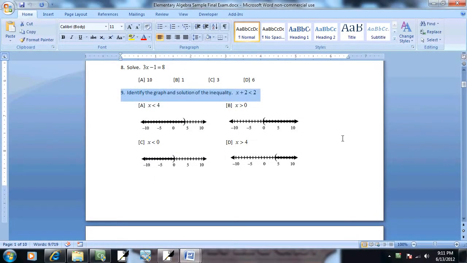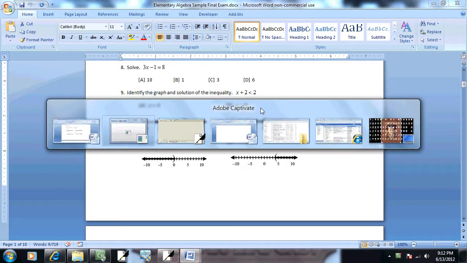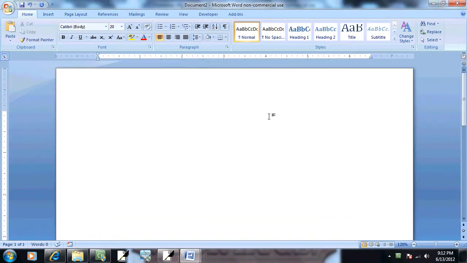Let's take a look at number 9. It says identify the graph and solution of the inequality. X plus 2 is less than 2. This one's pretty easy, linear inequality, but let's refresh our memory on the steps. So solving a linear inequality.